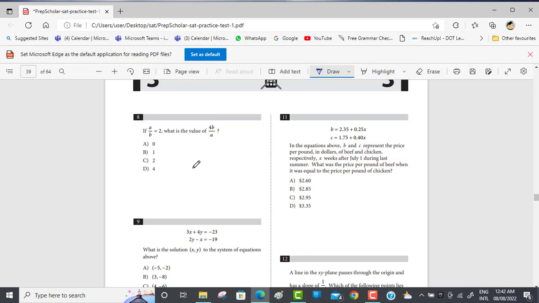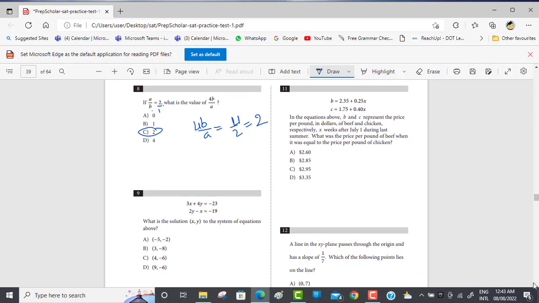Number 8, we have a over b equal to 1/2, and what is the value of 4b over a? So we have a over b, and we need to find b over a. If a over b equals a half, if you inverse the fraction, you will have b over a equal to 2 over 1. You need to find 4b over a. You multiply by 4, you will get 2. So the answer C is 2.